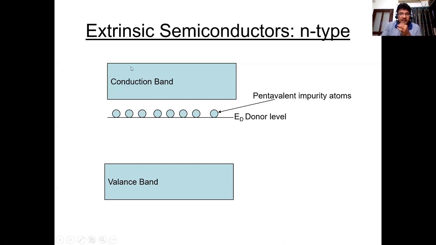Suppose you take a pure semiconductor doped with pentavalent impurity atoms; those will occupy an energy level nearer to the conduction band. If you give a small amount of energy, they donate the electron to the conduction band and become electrically positive. That's why these atoms are called donor atoms, and this energy level is called the donor energy level. By donating the electron to the conduction band, they become electrically positive. These positive ions are immobile. They are not moving and not taking part in current conduction. Only the electrons take part in current conduction.